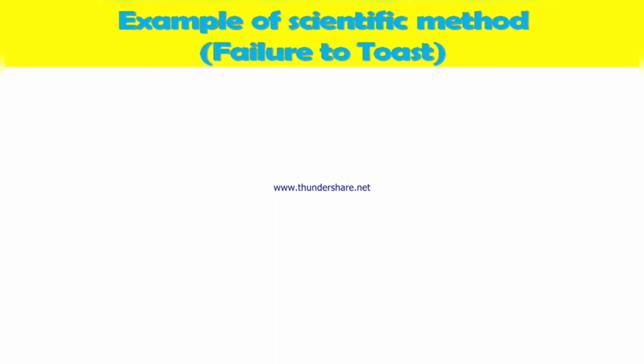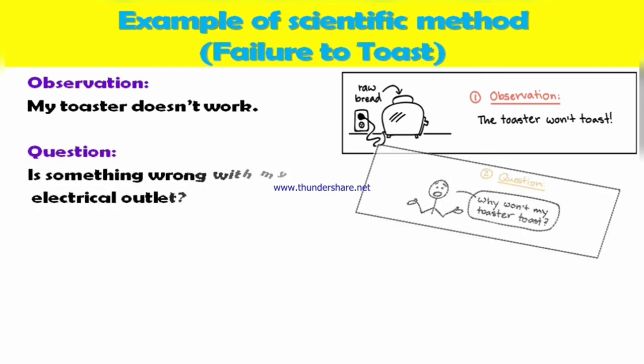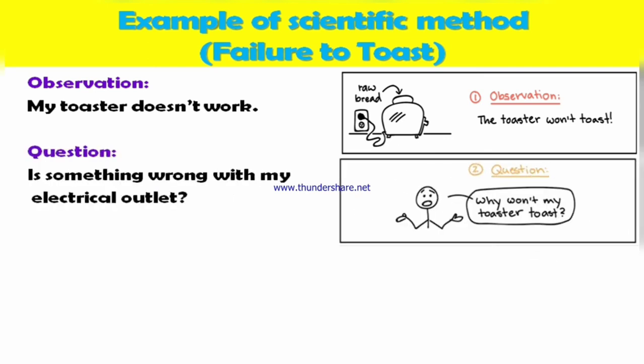Here is an example of the scientific method, that is failure to toast. Let's build some intuition for the scientific method by applying its steps to a practical problem from everyday life. First, make an observation. Let's suppose that I take 2 bread slices and put them into the toaster and press the button. However, my bread doesn't toast. So this is my observation. And then I ask a question: why didn't my bread get toasted?